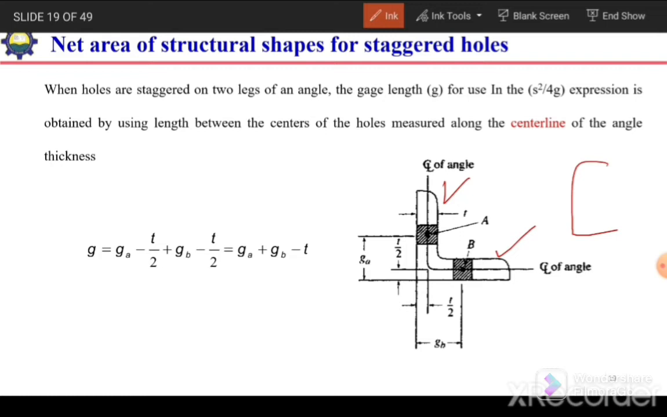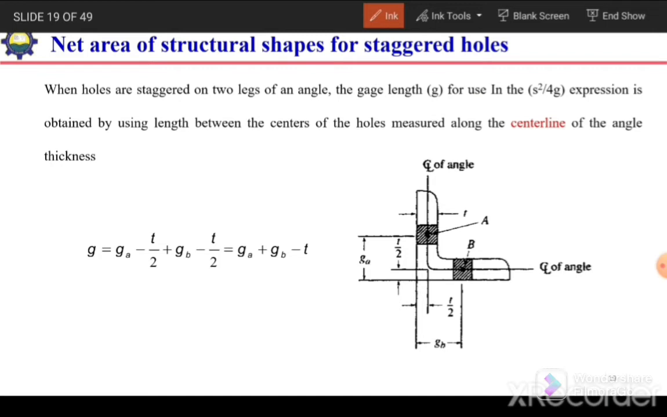But if the holes are present on both the legs but they are staggered, the holes of this one and this one are staggered, so in that case we need to consider the gauge length between this hole and this hole. So this gauge length will be considered along the center line of the member. So let's see what it says.